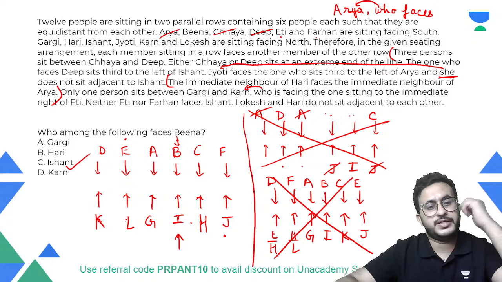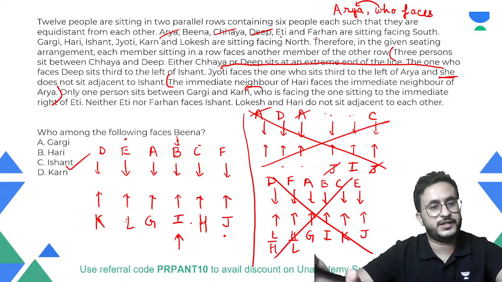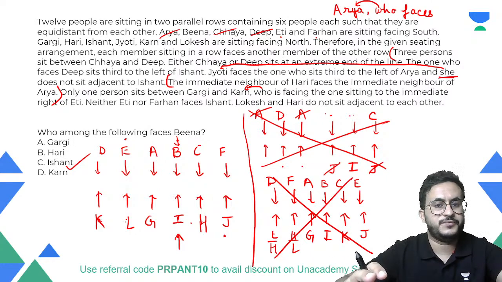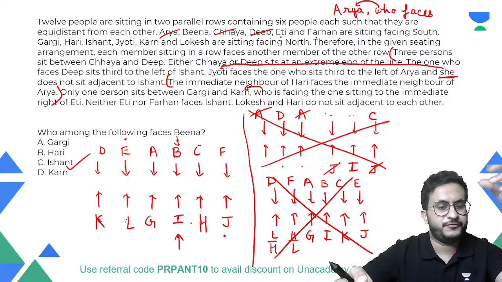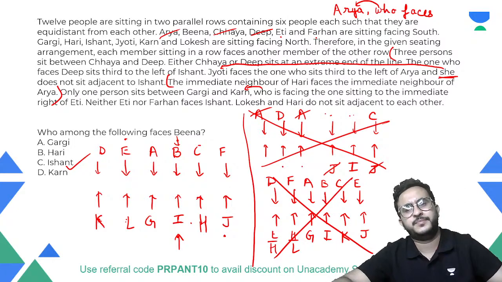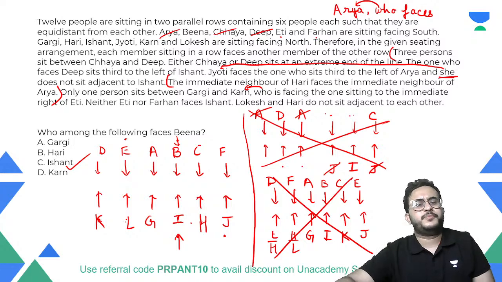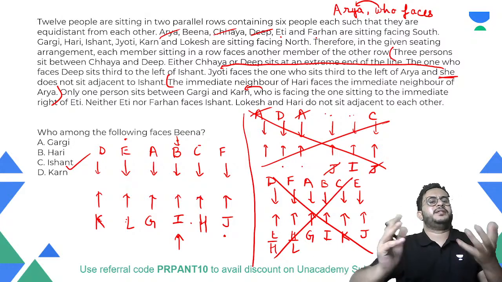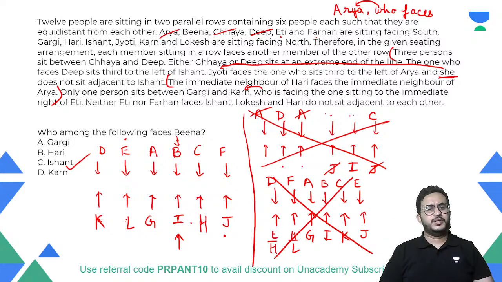So first one was an easy set. This is a difficult one, right? So you should know the kind of spectrum, what is easy, what is difficult. In this case, position was not given, and a lot of confusing statements were also given, like immediate neighbor of Hari faces immediate neighbor of Arya. So while practicing, you will understand which topics you are good at.